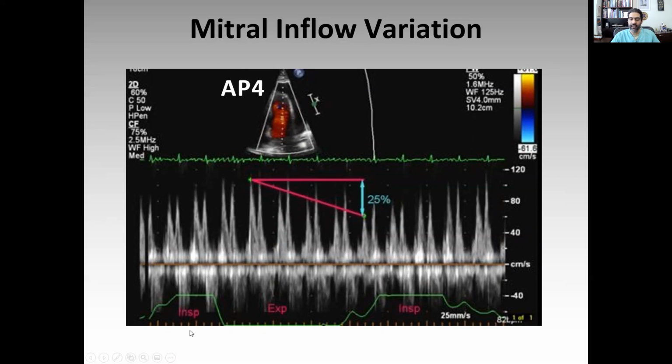Quite conveniently, you have a plethysmography tracing here, which you will never have, but you can see that as the patient breathes in and out, there's a lot of variation in that E-wave velocity. And if you squint, you can see here, this is an apical 4-chamber view with a large looking pericardial effusion. So this big effusion combined with mitral inflow variation is very concerning for early tamponade.